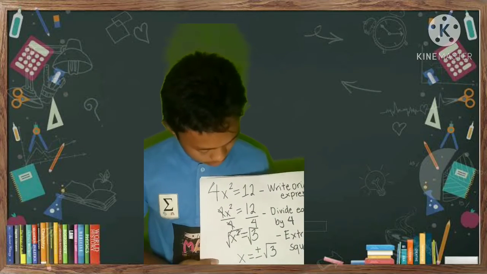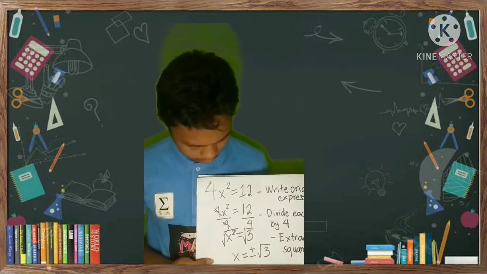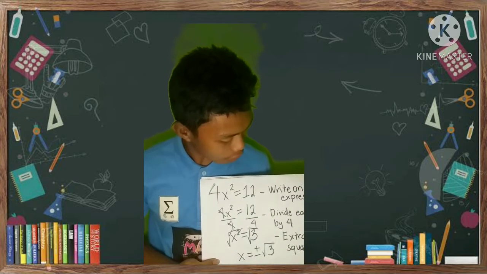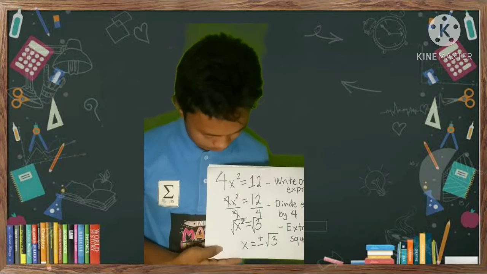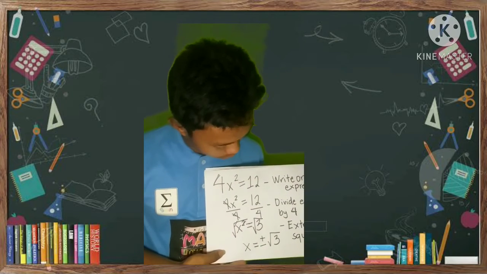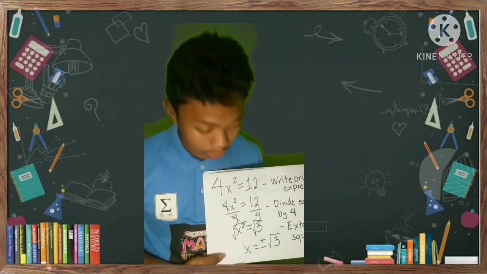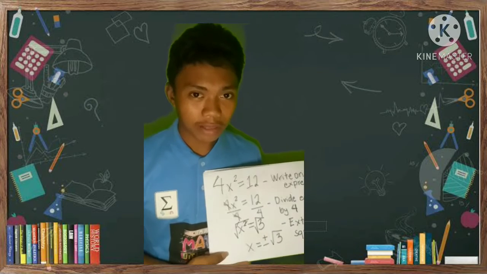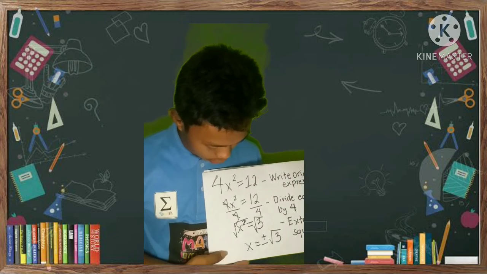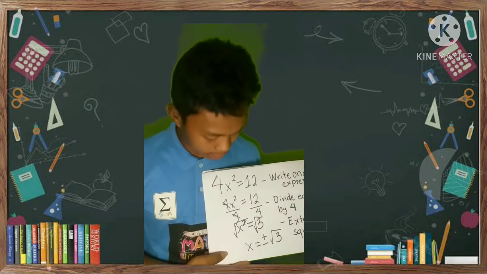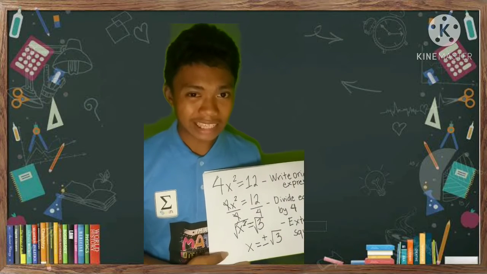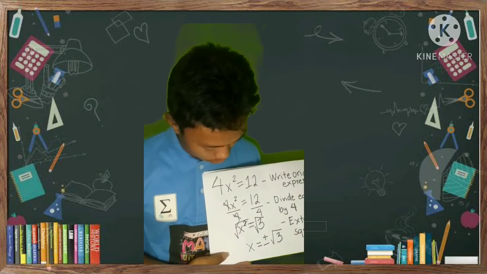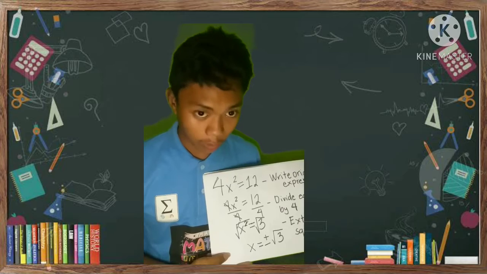Now, in this example, 4x squared is equal to 12. As we follow the steps, first write the original expression. Then, as we proceed to the second step, divide each side by 4. We need to divide by 4 in order for x squared to remain and to make it easy to extract the roots. So 4 divided by 4 is equal to 1, and 12 divided by 4 is equal to 3.